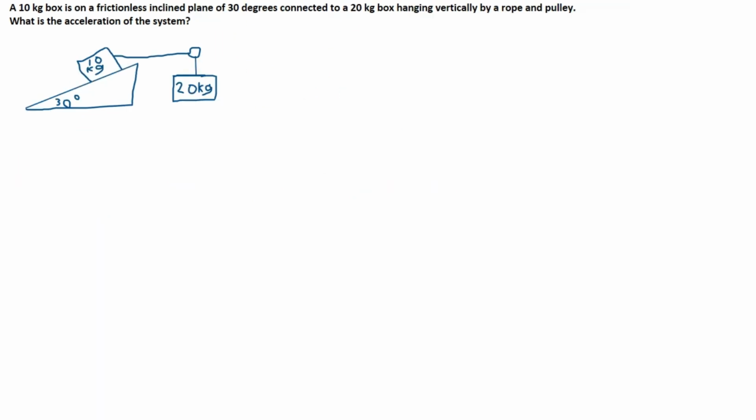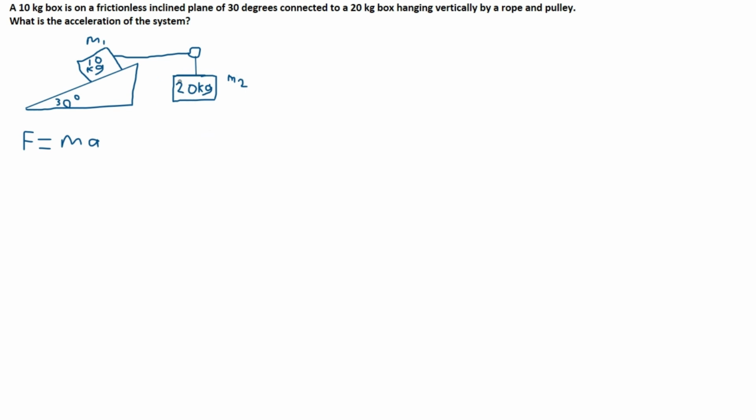For this last example, a 10 kilogram box is on a frictionless inclined plane of 30 degrees connected to a 20 kilogram box hanging vertically by a rope and pulley. What is the acceleration of the system? Let's start by labeling the 10 kilogram box as mass 1. A 20 kilogram box can be mass 2. Now, we'll use Newton's second law, F equals ma, to solve for this. But we need to find the net force on the system and the net mass.